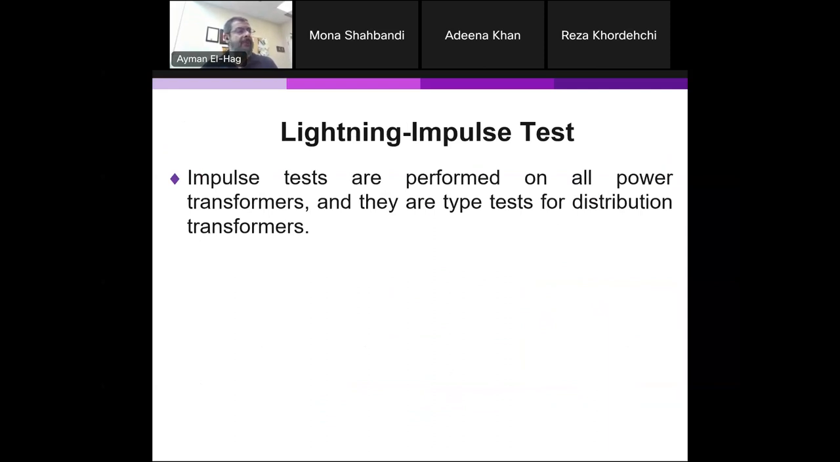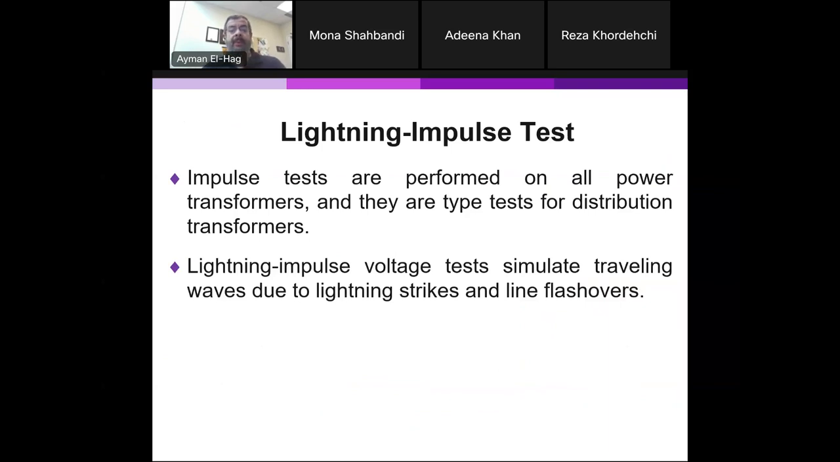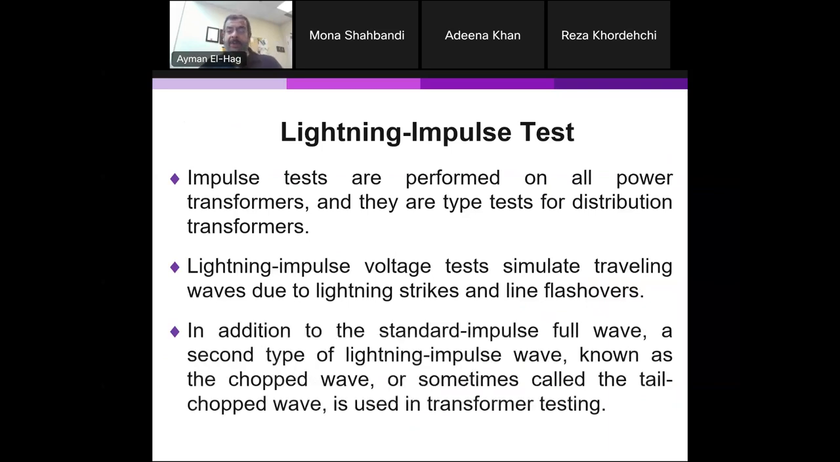Now, for power transformers, we do the lightning tests for all of them. So impulse tests are done for all power transformers, but for distribution transformers it is considered a type test. This lightning impulse test simulates, as I mentioned, the traveling waves due to lightning or even due to switching events. If you remember, we talked about the standard lightning voltage, which is 1.2 by 50 microseconds. This is the rise time, and this is the fall time. There are some other types of lightning as well, called the chopped wave. We'll talk about that and see what it really represents, why we do the chopped waves, not just the full wave, and also the switching event.